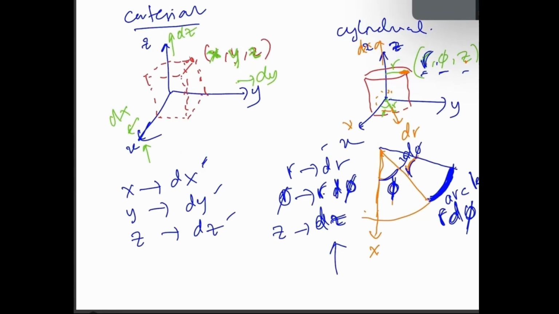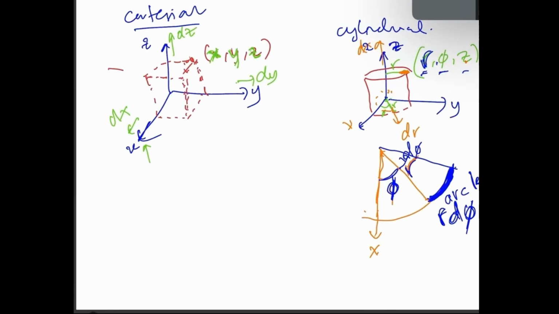Second is surface. Surface area. For Cartesian, x, y, z. For a cube, we have surface 1, 2, and 3. Three surfaces: surface at the x axis, surface at the y axis, and surface at the z axis. For the surface of the x axis, we call it dsx.